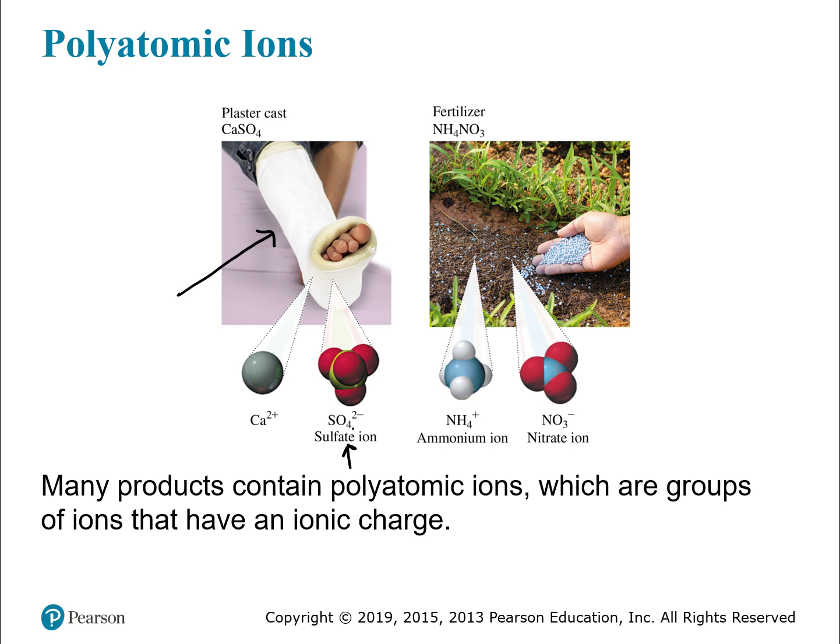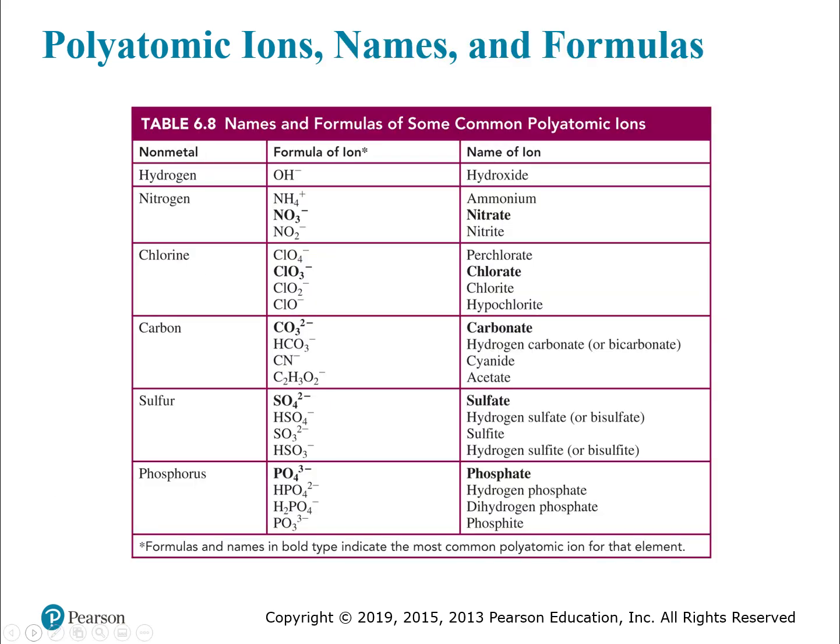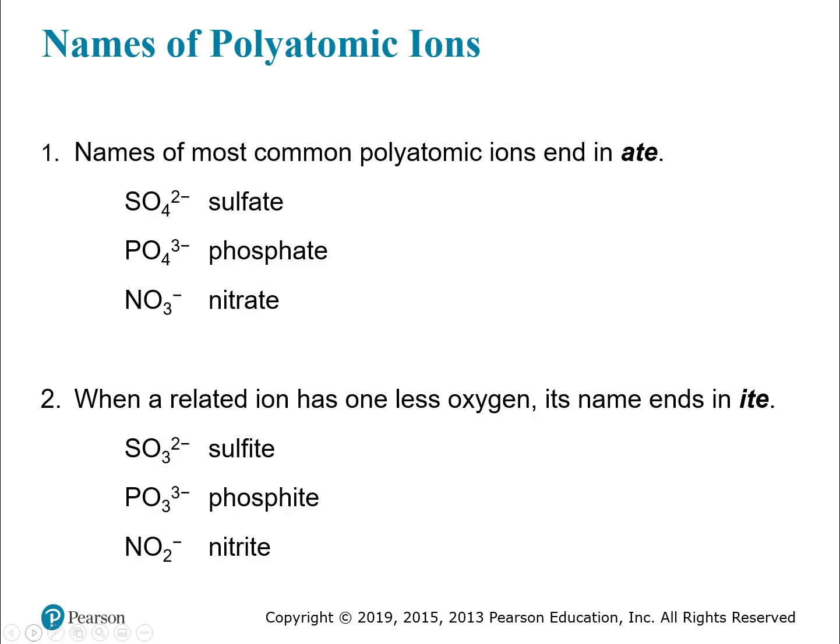If you like produce, which most people do, then you absolutely are going to appreciate fertilizer. And that consists of a compound that's got 2 different polyatomic ions. So ammonium nitrate is a component of fertilizer that helps plants grow. They need that nitrogen. This is a table that has the ions and their names and their formulas. You'll definitely be referencing this for your homework.